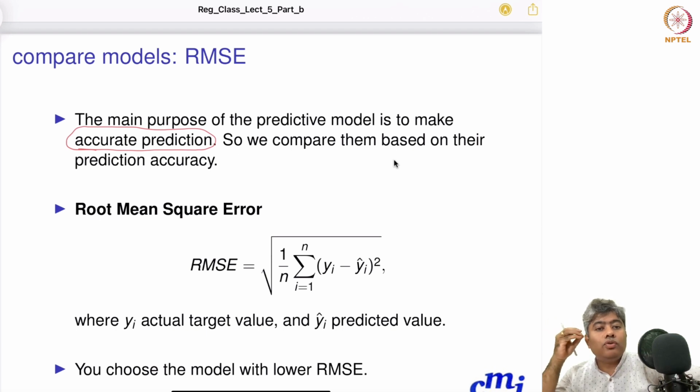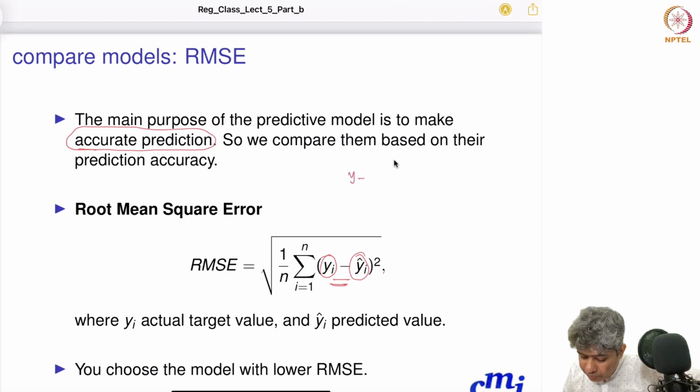If the main goal is to make an accurate prediction, we will compare the two models based on their predictive accuracy. The model which has better predictive accuracy will be better. So the first natural thing that comes to mind is you take the actual observed y, and yi hat is the predicted value of y. What is the difference between them? Square them up, take an average of that. So that is the mean square error, and the square root of that will give you the root mean square error.